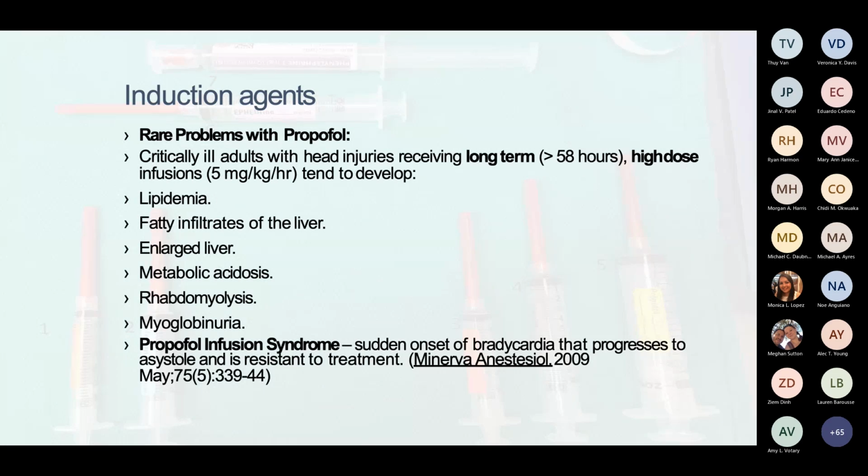So sometimes we will run into some issues with it. One of the biggest things is that patients on long-term infusions, usually in the ICU, it's not an OR problem, will start to develop propofol infusion syndrome. So lipids will go up. It's obviously a very fatty medication that's diluted in lipids. You'll start to see infiltrates of the liver, it may get large. You may see some rhabdo, and finally you may also see myoglobinuria. It's not necessarily the traditional myoglobinuria we think of. A lot of times you'll see kind of green urine. So if you start seeing that on somebody that's on propofol for a long time, consider that that's a possibility.